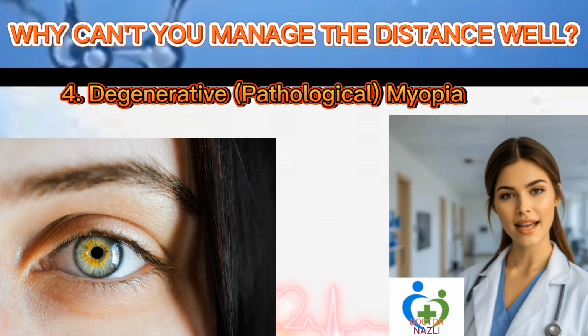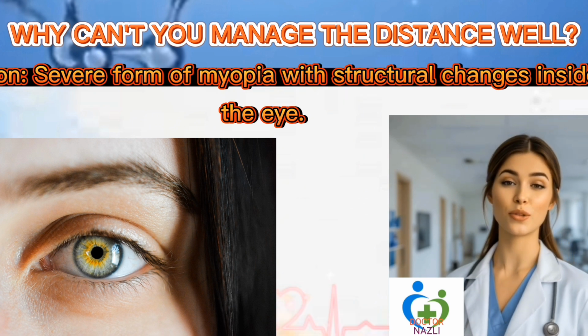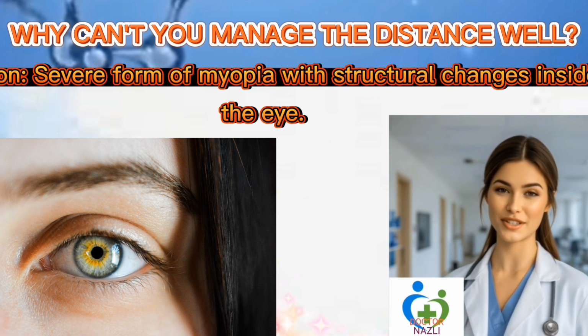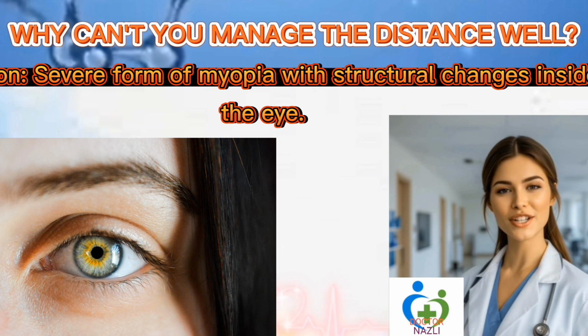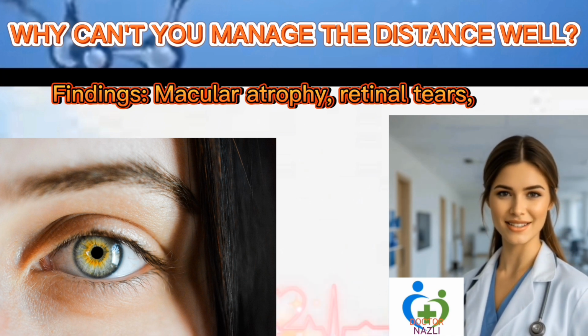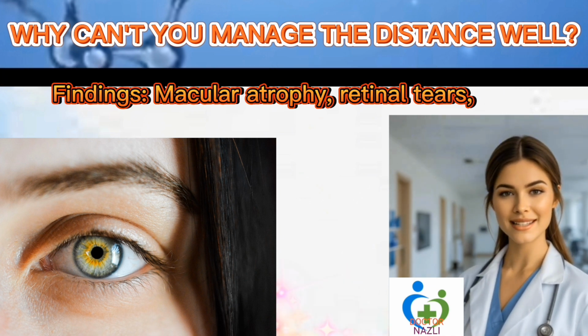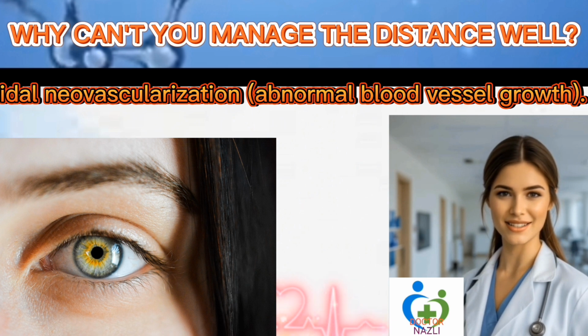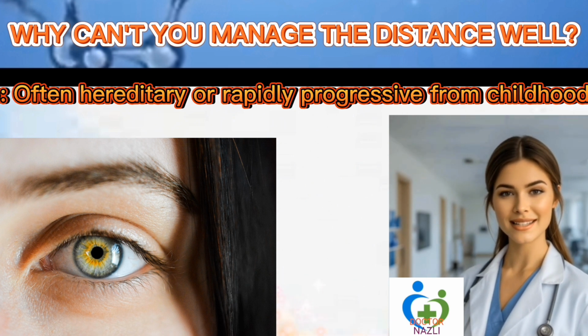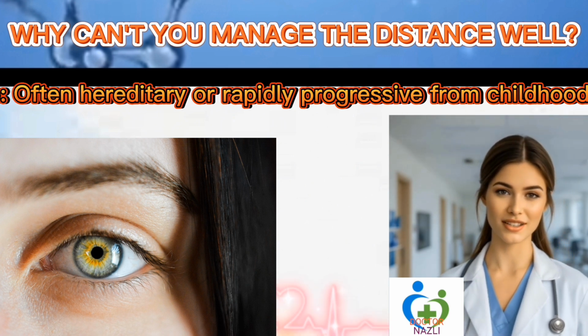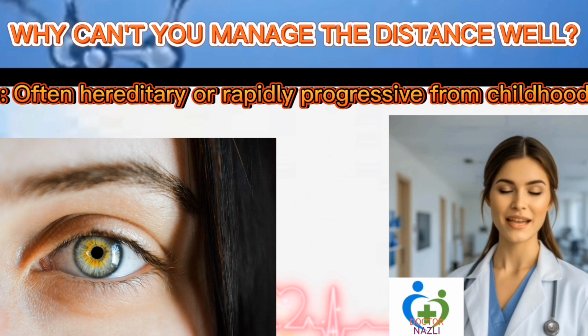4. Degenerative pathological myopia. Definition: severe form of myopia with structural changes inside the eye. Findings: macular atrophy, retinal tears, choroidal neovascularization, abnormal blood vessel growth. Nature: often hereditary or rapidly progressive from childhood.